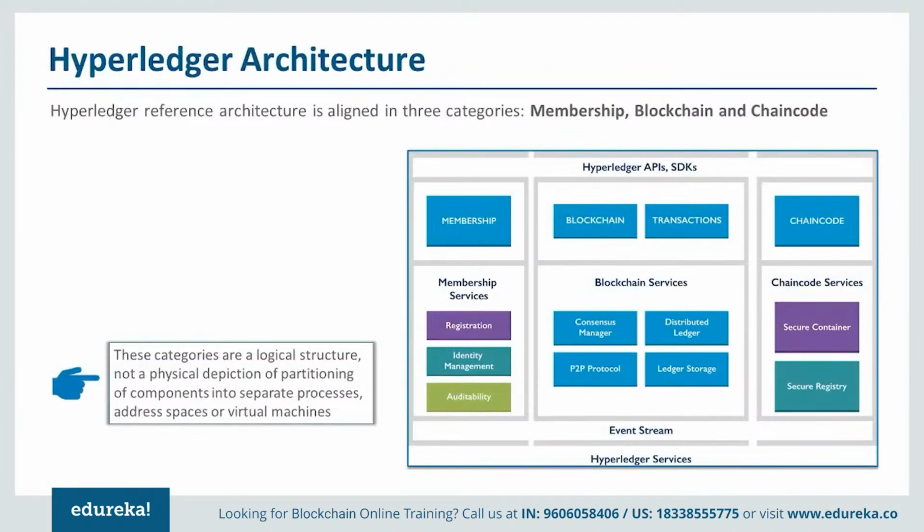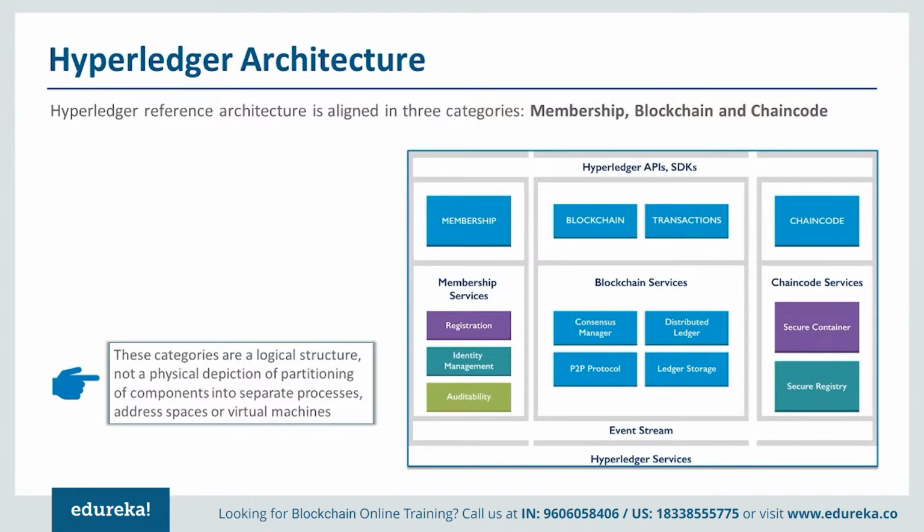Now this is the high level architecture of your Hyperledger Fabric. So you have a membership service. Within the membership service, you have the registration. Registration means you can register the users. You can have the identity management, what all level of access will those users have.